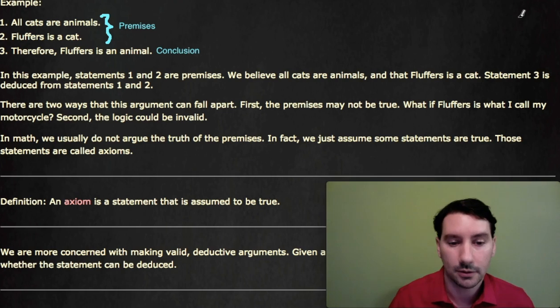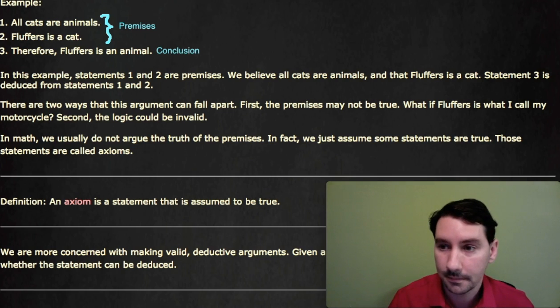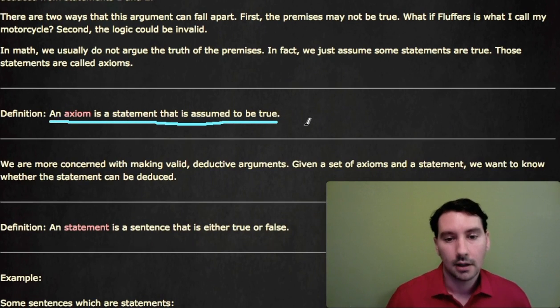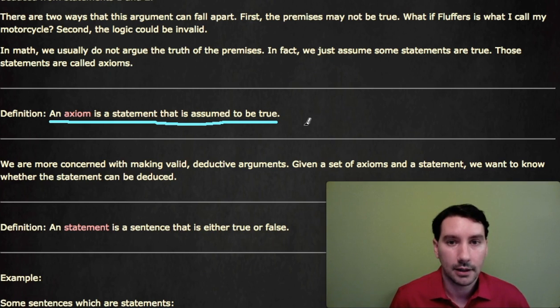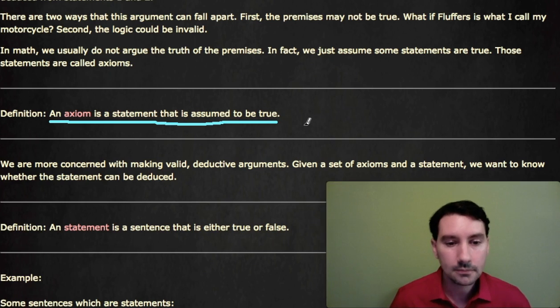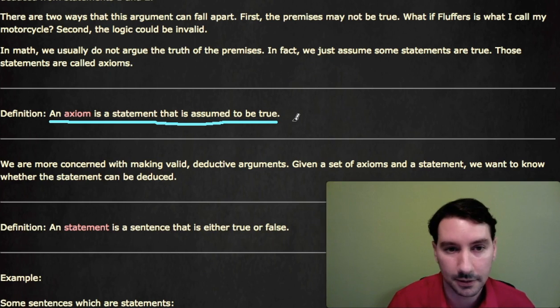The statements that we assume are true are called axioms. So an axiom is a statement that is assumed to be true. In our arguments in mathematics, we don't only begin with axioms, although the foundation of mathematics is axioms. So when we derive statements, for example, that Fluffers is an animal, we might use that as a premise for another argument.